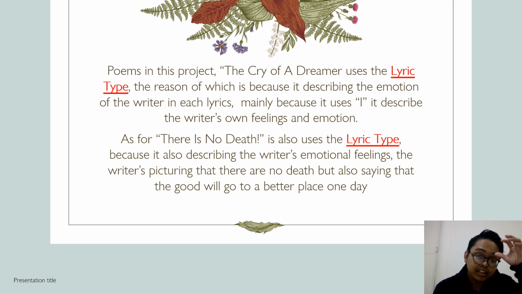As for the second poem, There Is No Death, it also uses the lyric type because it also describes the writer's emotional feeling. The writer is picturing that there is no death, but also saying that the good will go to a better place one day.